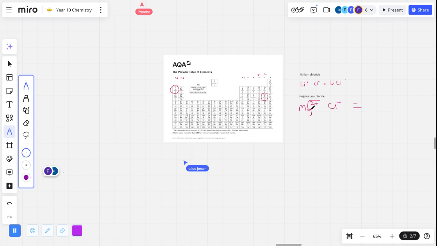I've got 2 positives, so I'm going to need 2 negatives. So I'm going to need another chlorine. You cannot change this. You cannot put a number in front of it. So Mg 2 plus and Cl minus and Cl minus. That makes MgCl2. You need 1 magnesium and 2 chlorines, and that's how you write it.